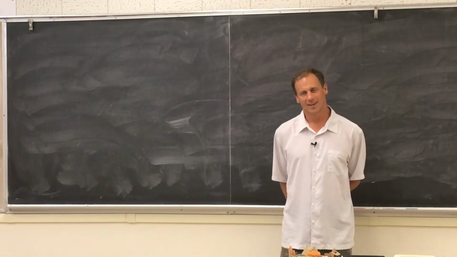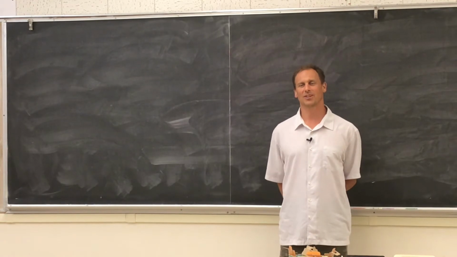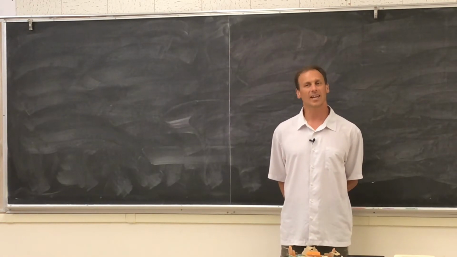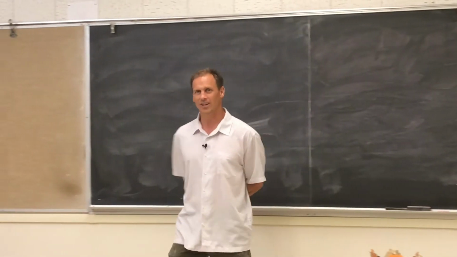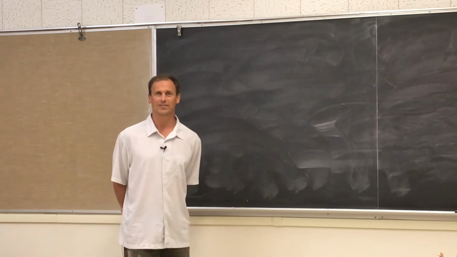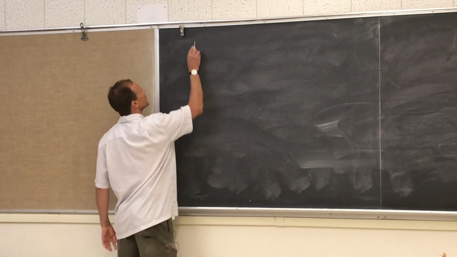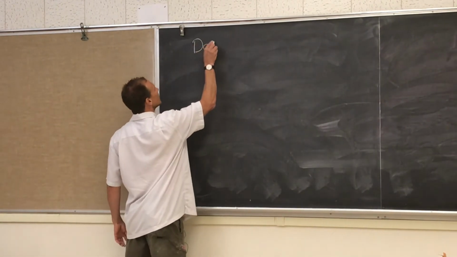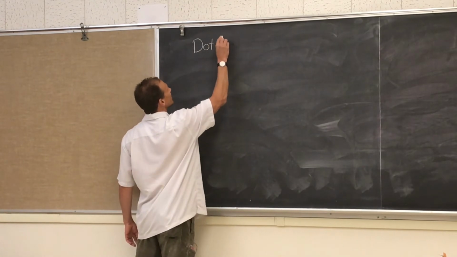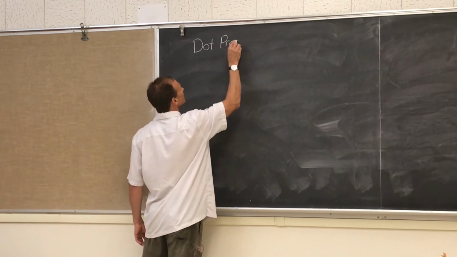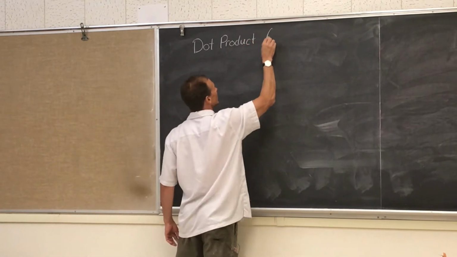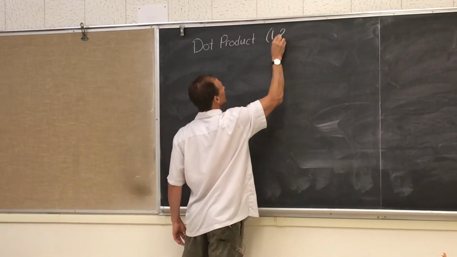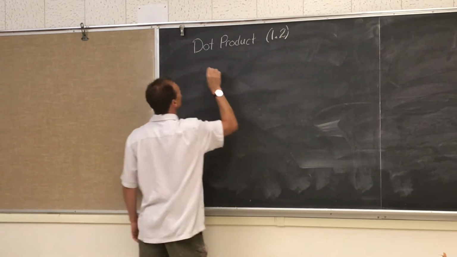I am Tom, and today we are going to look at the dot product, the length of a vector, and the angle between two vectors. So let's get started. The first thing I'd like to show you is what's called the dot product. So we'll start there. Dot product. And this is section 1.2 in our text.